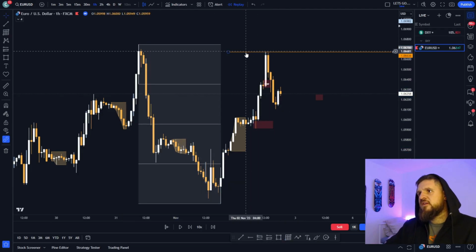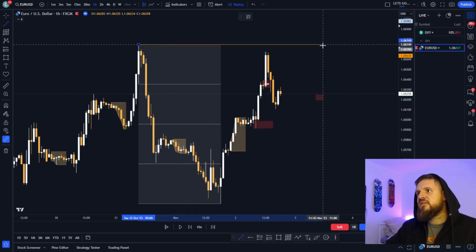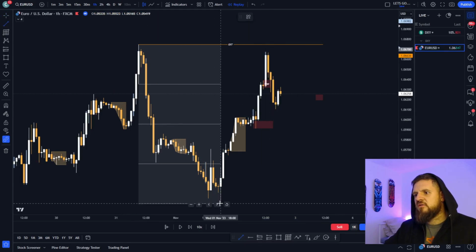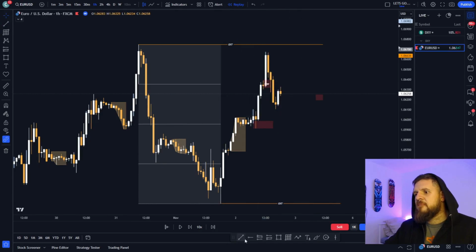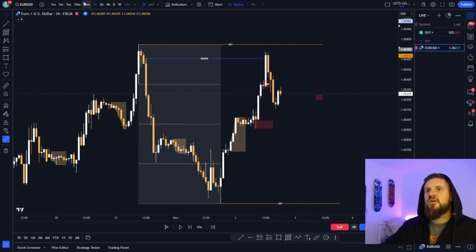Okay, let's get rid of that EPA because we don't know that's EPA yet. Mark on our range liquidity, external liquidity, which is there. Mark on our external liquidity, which is here. And then here, we've got our range liquidity. So this is a really good example of how we can use this trap in our favor.